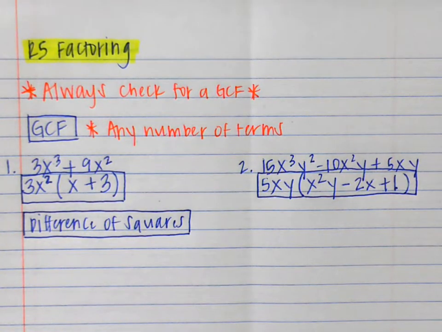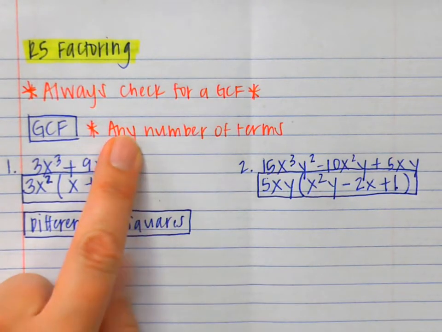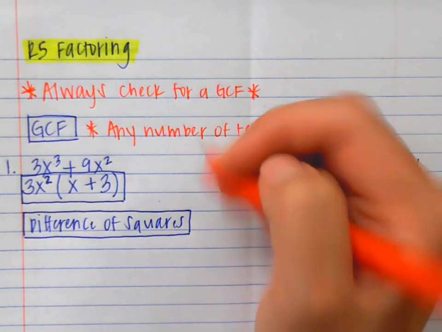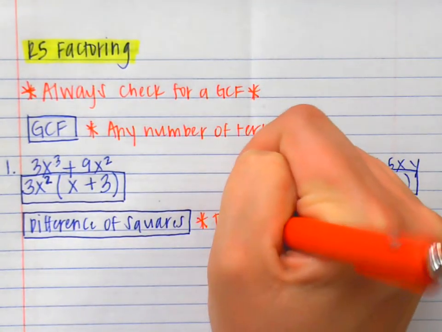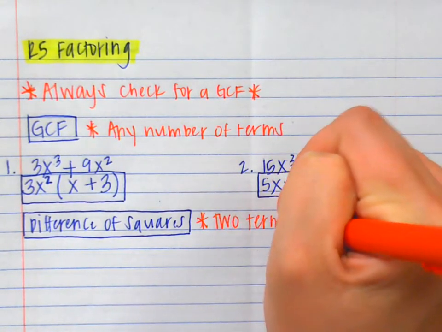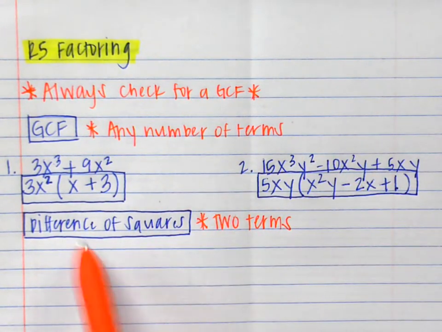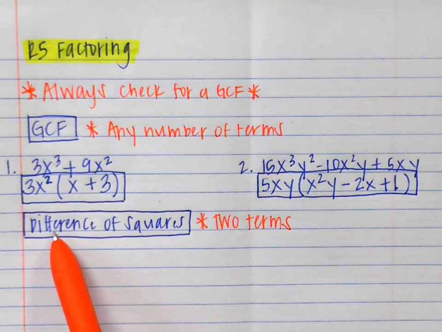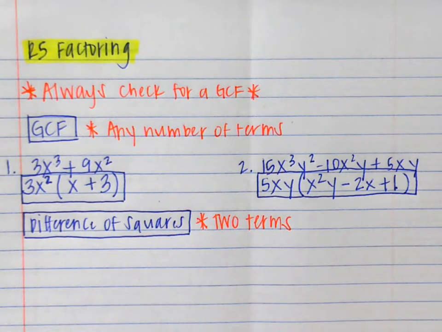Okay, so difference of squares. For something to be a difference of squares, remember, for one, the number of terms. Up above, we talked about how we can use the GCF method on any number of terms. Now, difference of squares, we use this method only when there are 2 terms. Those 2 terms have to be specific. They have to be both perfect squares and they have to be subtracting. So it's 2 terms that are perfect squares.